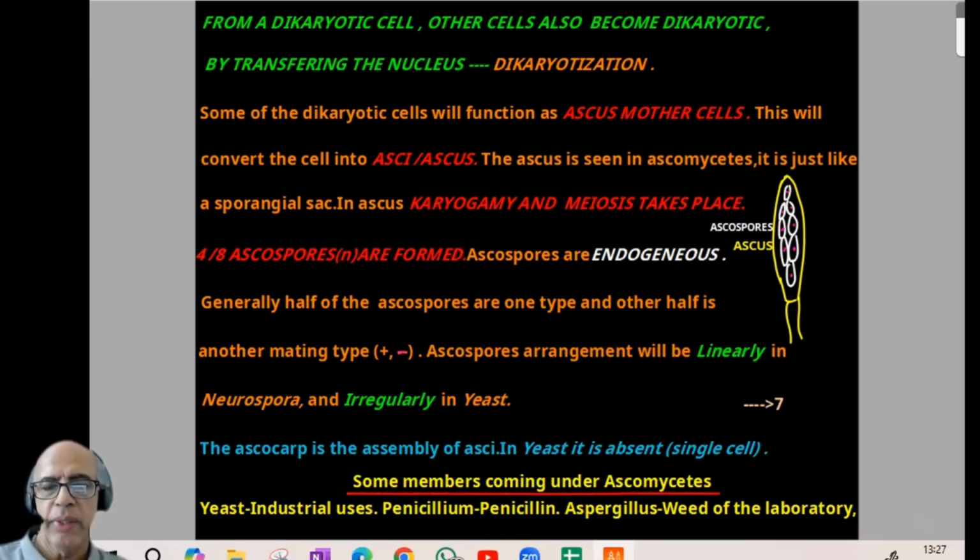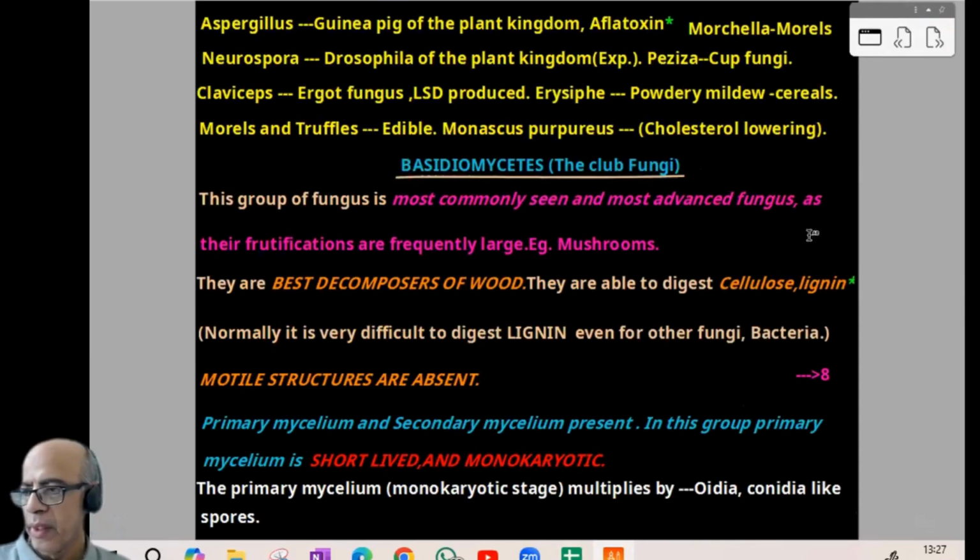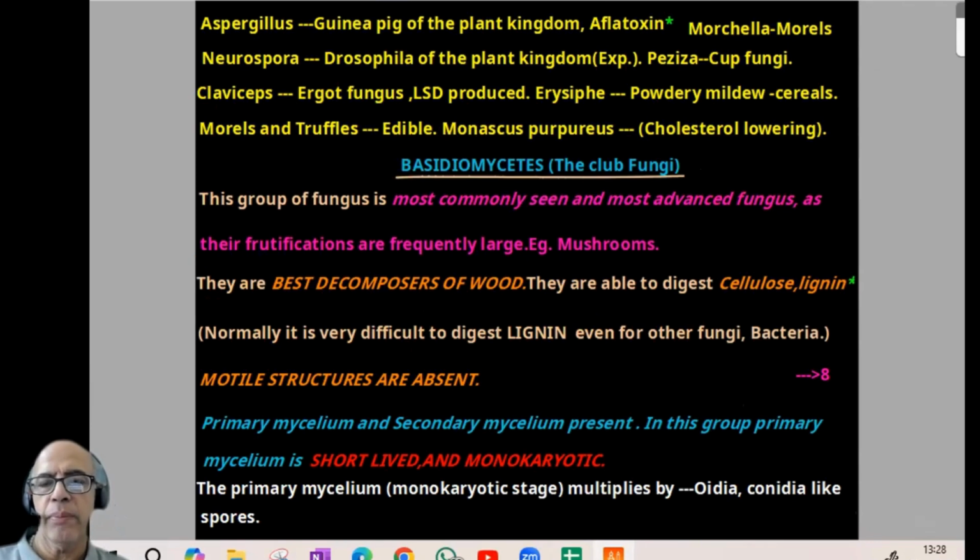Yeast: industrial uses. Penicillium: antibiotic. Aspergillus is commonly called the weed of the laboratory, and Aspergillus is also called the guinea pig of the plant kingdom. A poisonous chemical, aflatoxin, is connected with Aspergillus. Neurospora, the Drosophila of the plant kingdom, is used for genetical experiments. Peziza is called cup fungus. Claviceps is called ergot fungus. LSD is produced from Claviceps. Erysiphe is connected with the disease powdery mildew of cereals. Morels and truffles are edible. Monascus purpureus is a cholesterol lowering agent. Morchella is the morel. So some are edible, some are economically important, some are antibiotic producing, and some are disease causing.